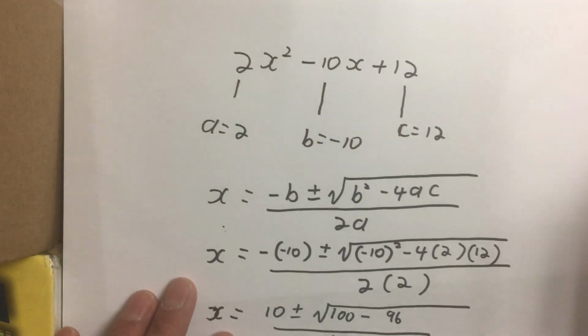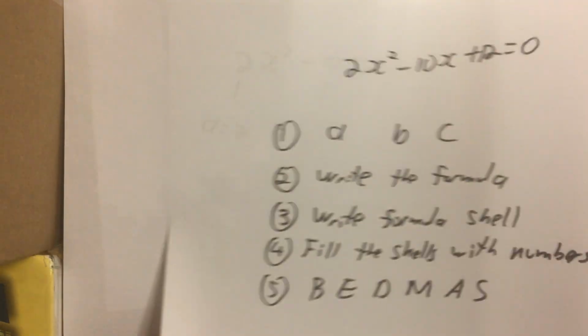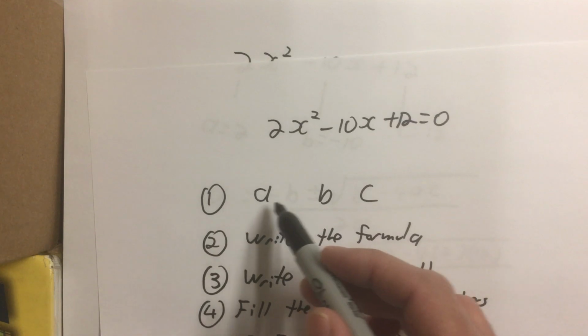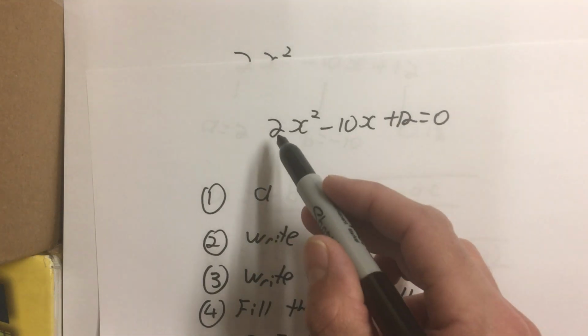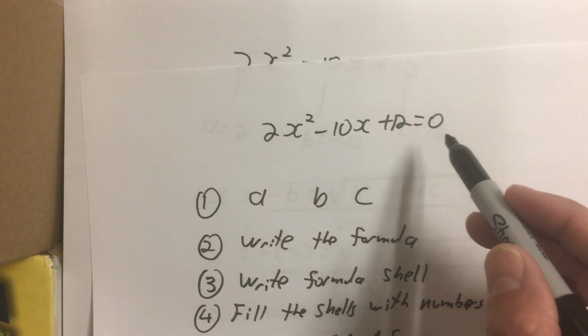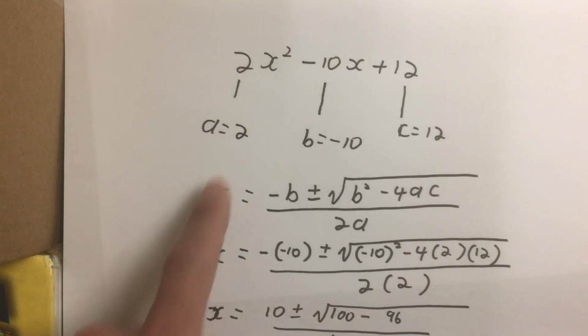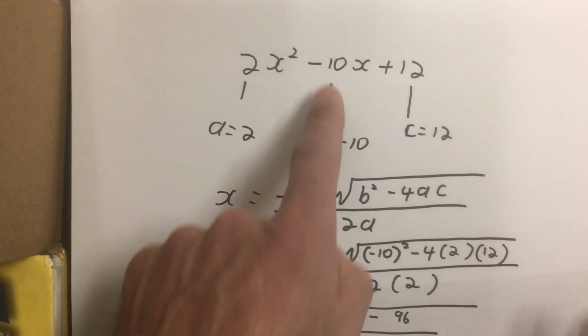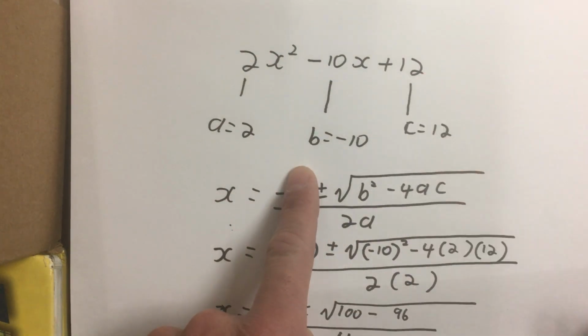So I'm going to recap. Step 1, identify A, B, and C. Those are the first numbers there when the quadratic equation's in order like this. A is 2, B is negative 10, C is 12.